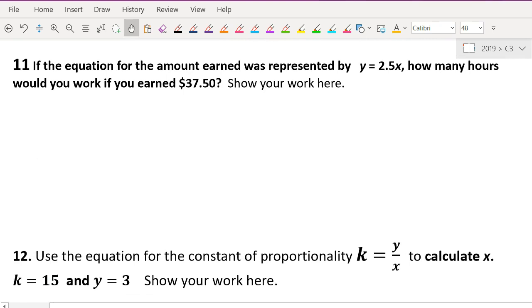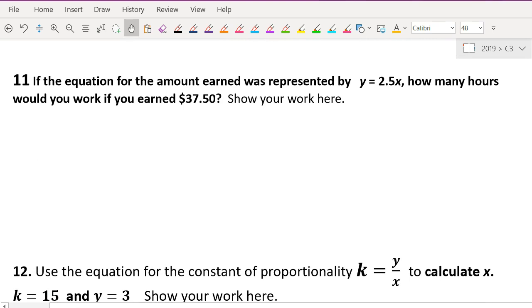Alright, this is the same equation. How many hours would you work if you earned $37.50? How do we do this one? Who thinks they know? What operation is it? Addition, subtraction, multiplication, division. Say it. Division, you're right. So 37.50 divided by 2 1/2. Very good.